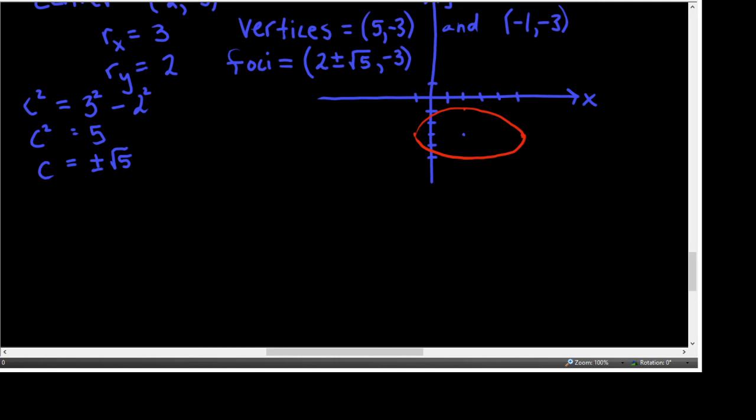A lithotripter is based on the ellipse x squared over 36 plus y squared over 27 equals 1. And this determines how many units the kidney stone and the wave source must be placed from the center of the ellipse. So, we're supposed to determine how many units the kidney stone and the wave source must be placed from the center of the ellipse.